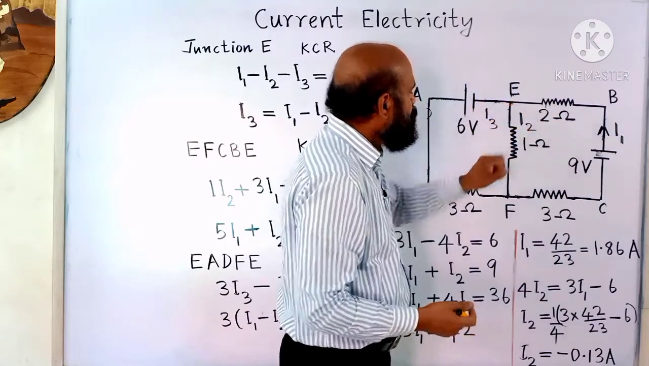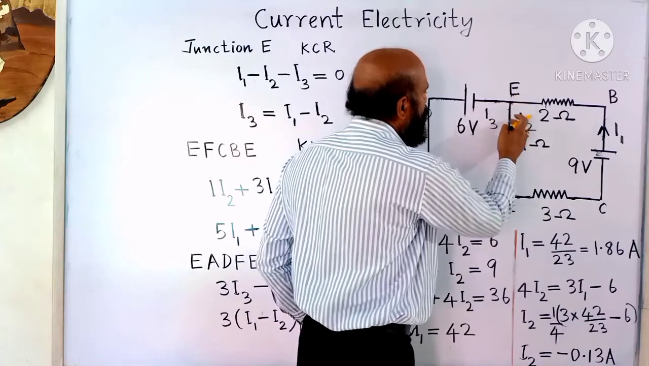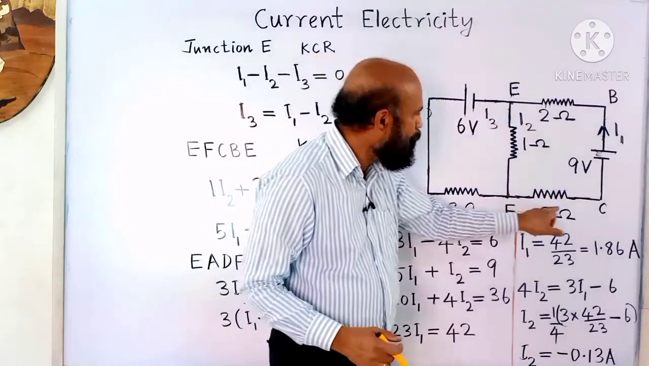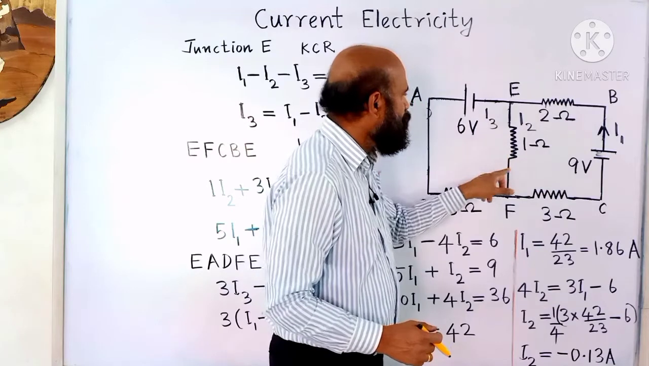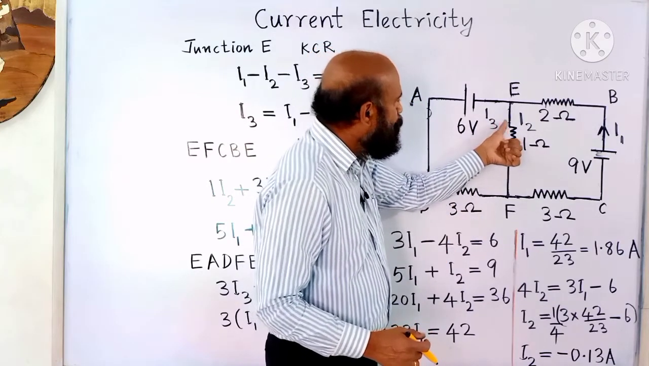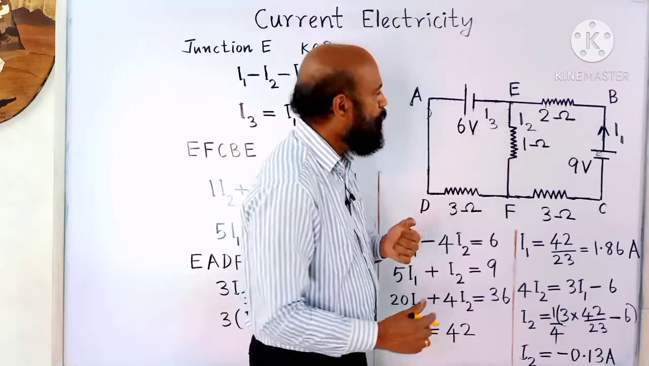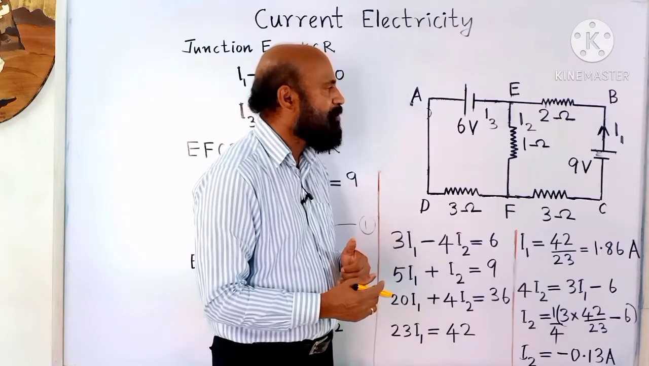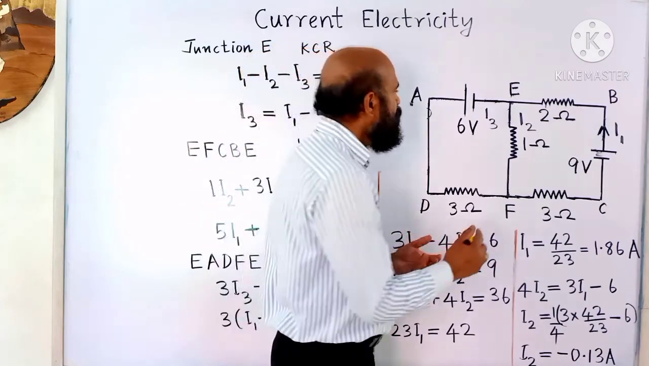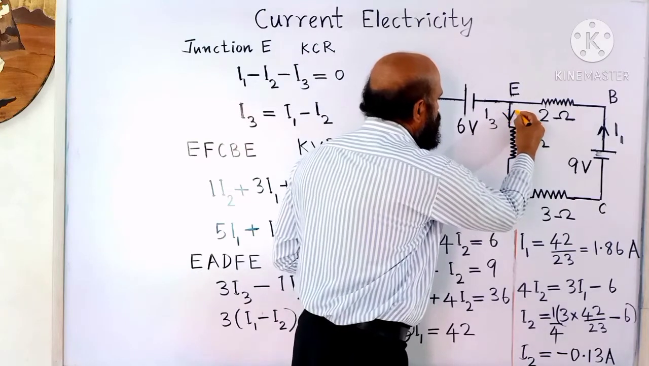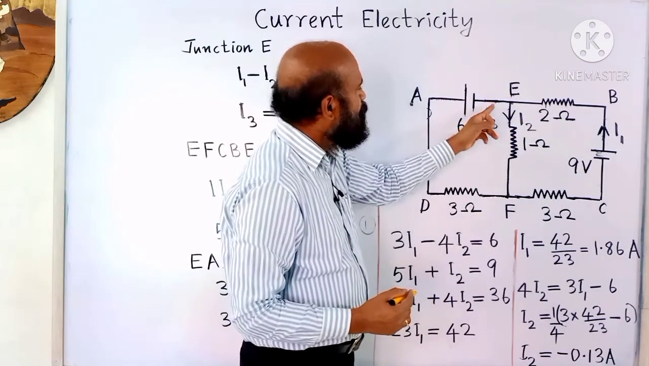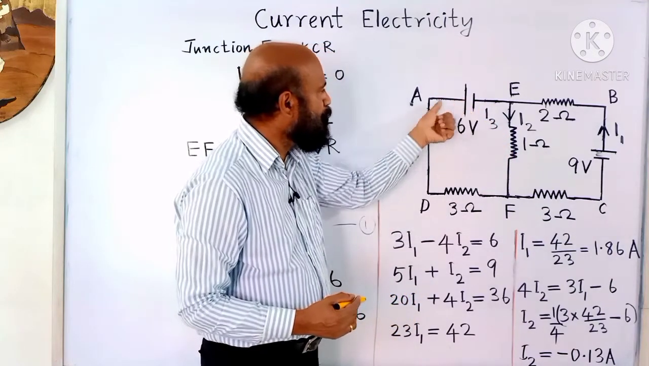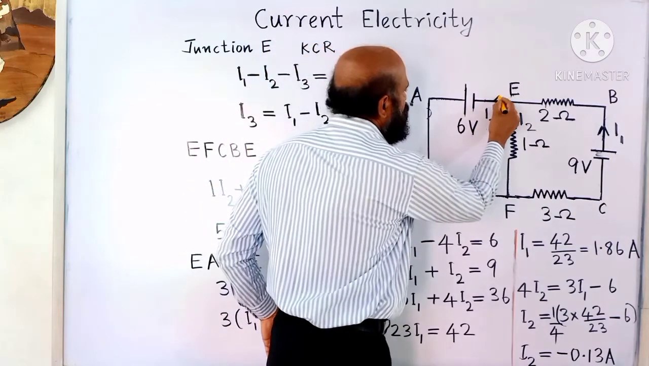Then when it is reaching here, there are two paths. Current going in this branch, let it be I2. Here I1, here I2. We don't know whether the current is in the upward direction or downward direction, so we'll assume. We are free to assume. If our assumed direction is wrong, in the answer there will be a negative sign. So let us assume that current I2 is in the downward direction. Then here, seeing the battery, you can understand positive to negative, so let it be in this direction.